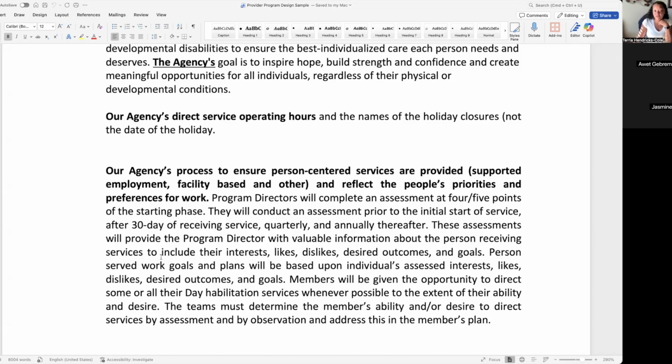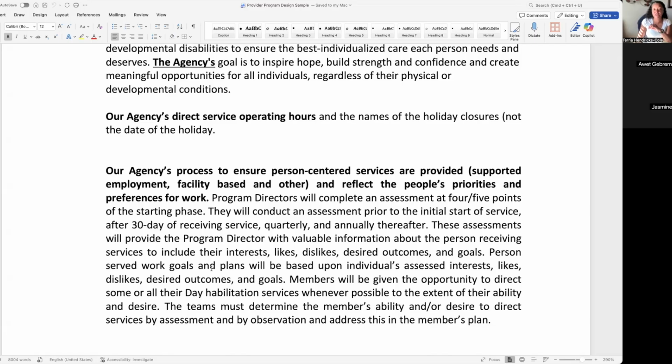Okay, so the assessment will be provided by the program director with valuable information about the person receiving services, to include their interests, likes, dislikes, desired outcomes, and goals. Persons served work goals and plans will be based upon individual assessed interests, likes, dislikes, desired outcomes, and goals. So every state requires you as a provider to make sure you're assessing these things and setting up their supports based upon this information.